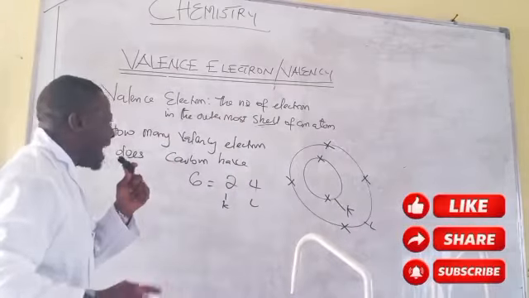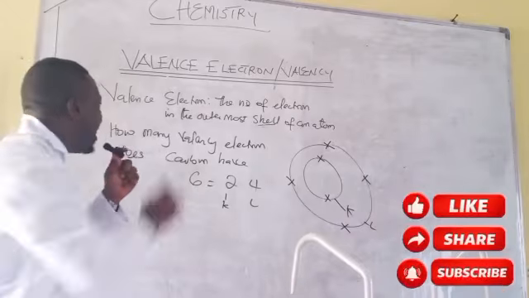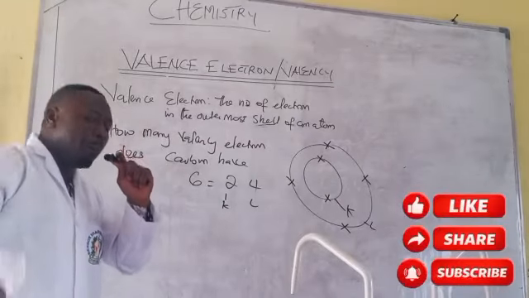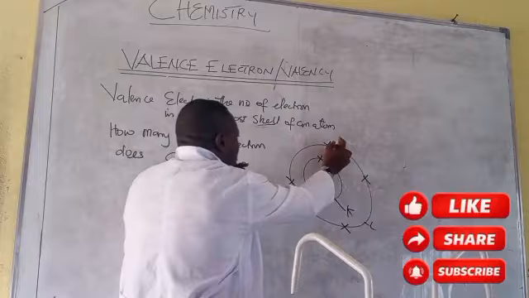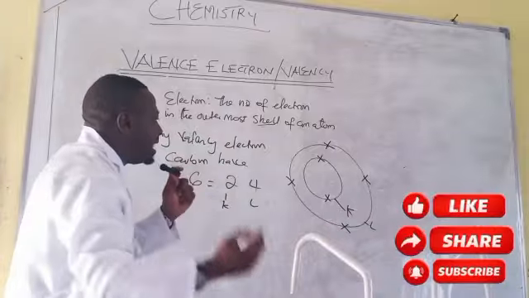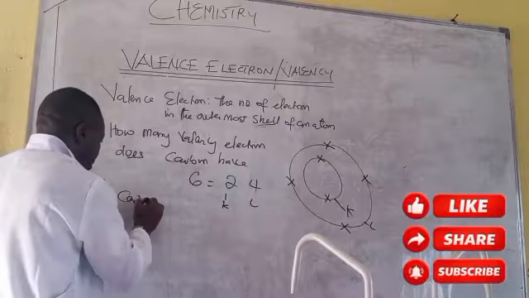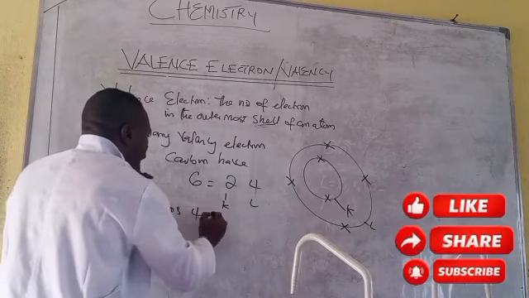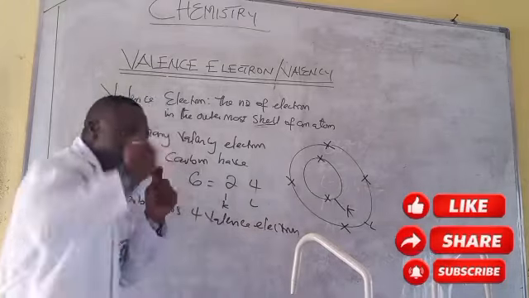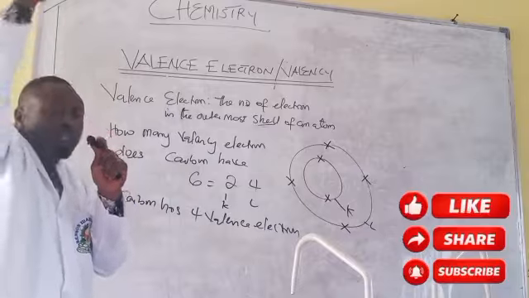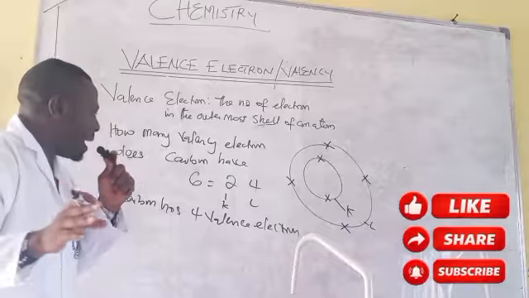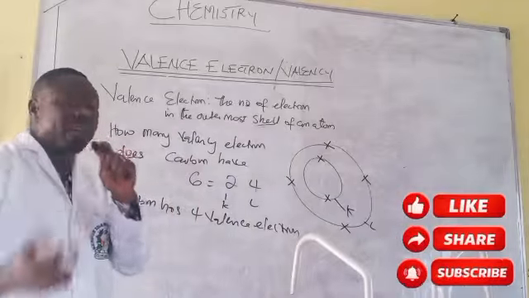Remember, I said before that valence electrons are the number of electrons in the outermost shell of an atom. Now you can see this is the outermost shell, which is your L shell. How many electrons are in the outermost shell? 4. Therefore, carbon has 4 valence electrons, because 4 electrons are in the outermost shell. Is that clear? Carbon has 4 electrons in its outermost shell.